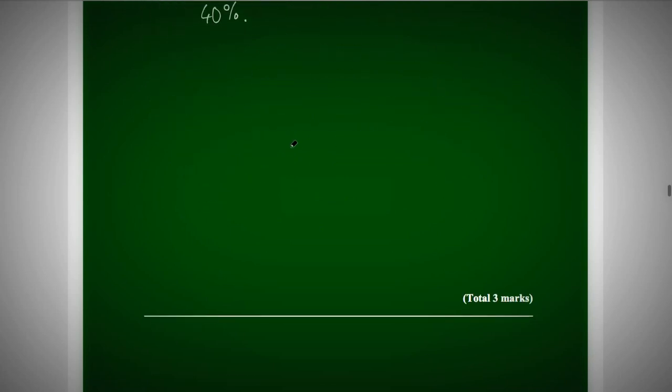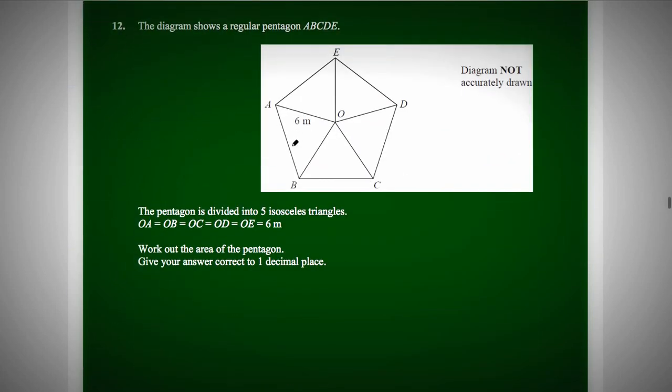Question 12. The diagram shows a regular pentagon ABCDE. The pentagon is divided into five isosceles triangles, so it's important that we know that they're isosceles. OA equals OB equals OC equals OD equals OE, and each of those is 6 meters, as described there. Work out the area of the pentagon, give your answer correct to one decimal place.